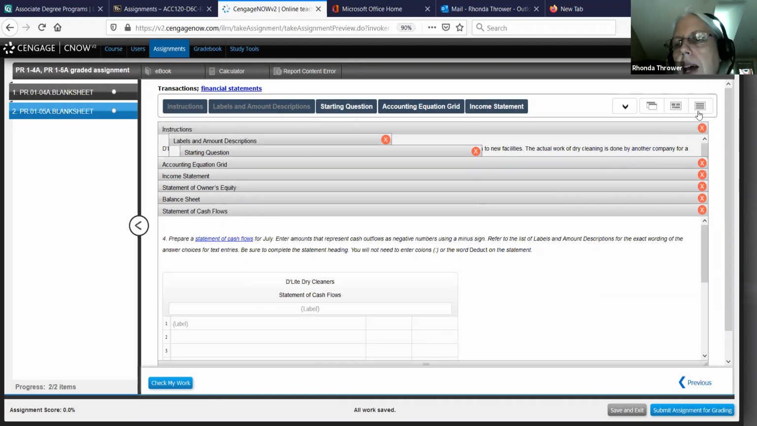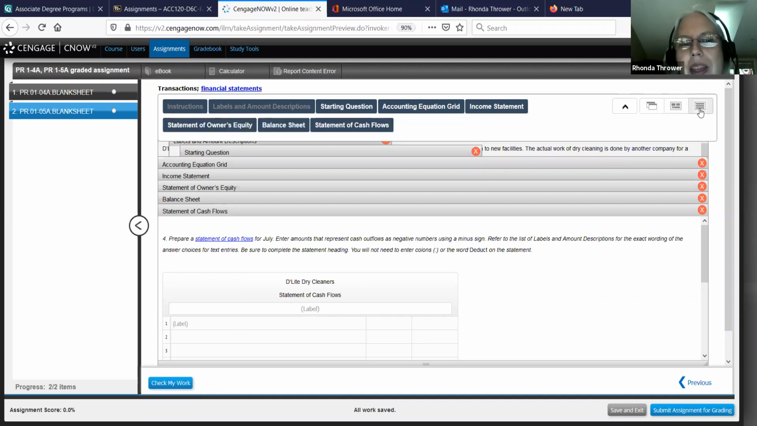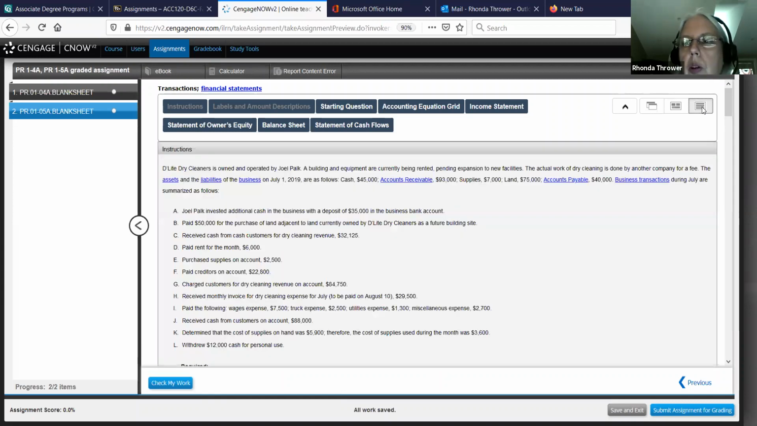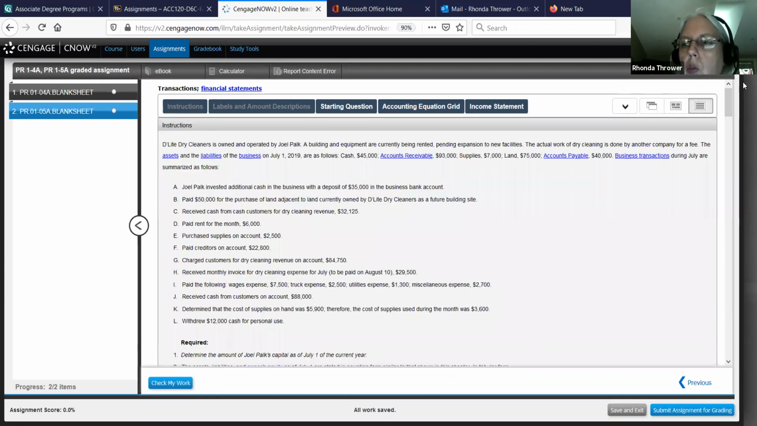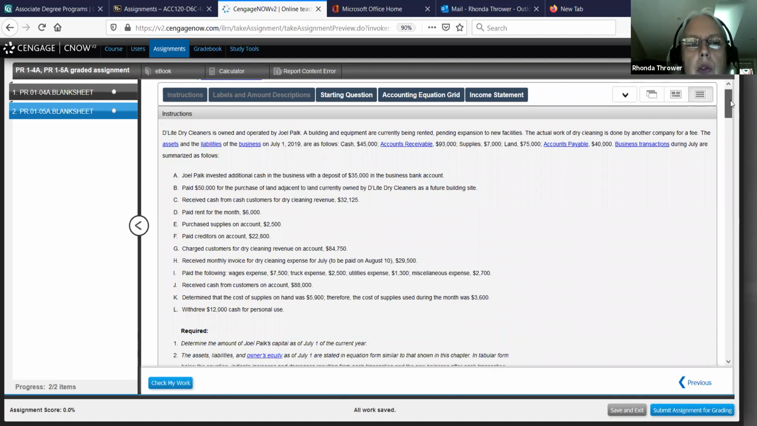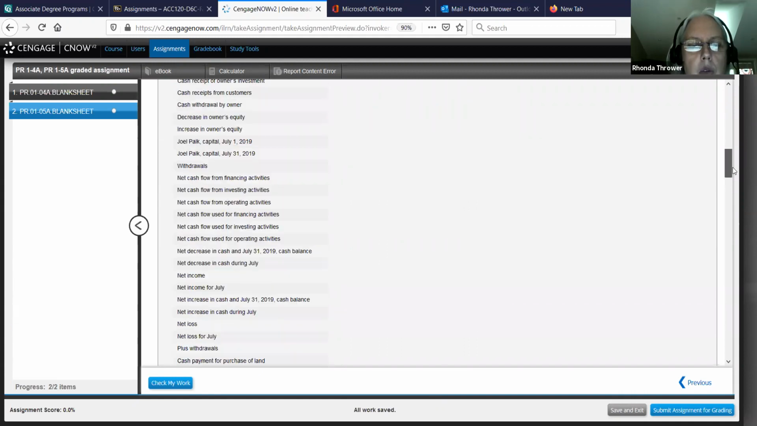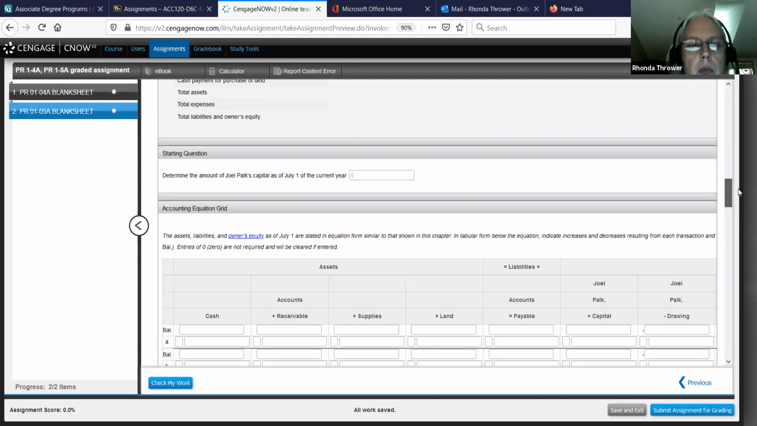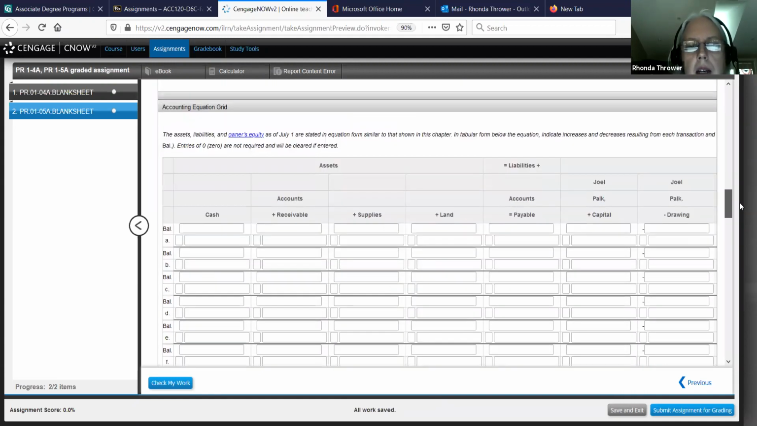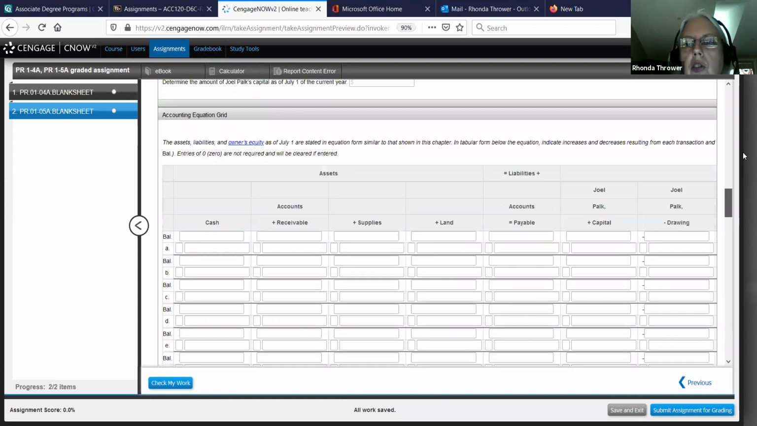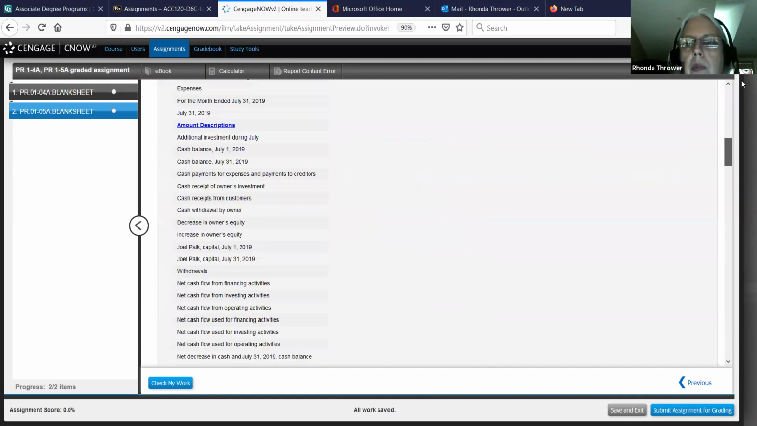What I like to do is look at the view one thing at a time. So I'm going to go all the way over here to this button and click on this to show you how you can still see each one of these items. What it does is it just puts them down the page. So it starts with the instructions, then it gives you the labels and descriptions, and the starting question and the accounting equation grid and all the things that you need to be able to solve the problem.